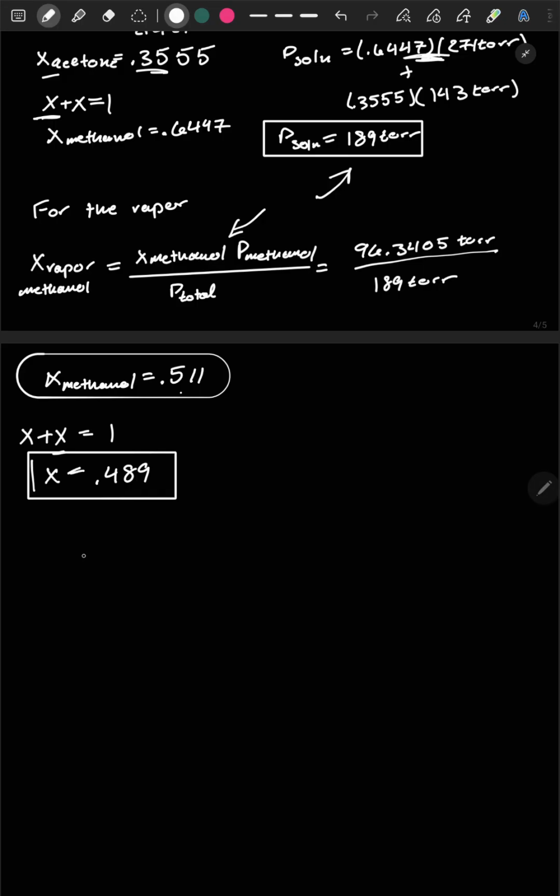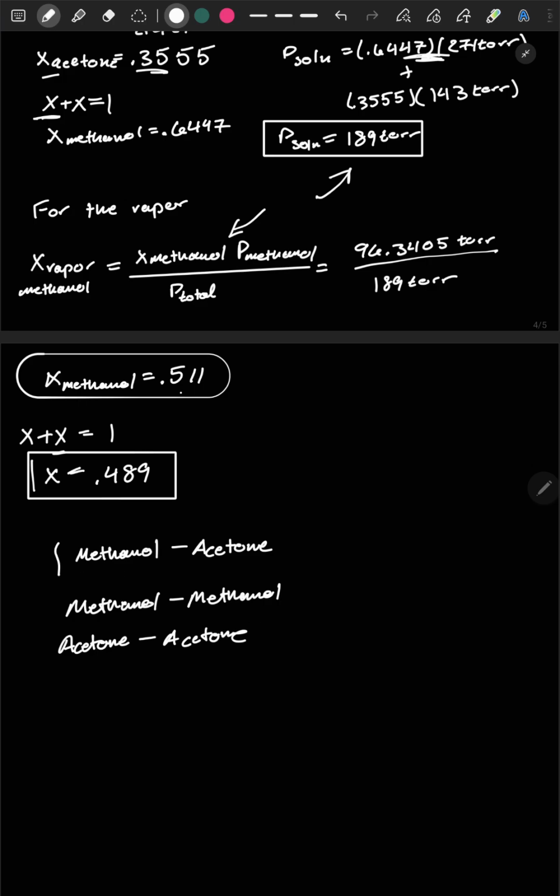So we have a stronger connection between methanol and acetone than we do with methanol and methanol, or acetone and acetone. It is more like the actual. So it makes it harder to escape, therefore increasing the vapor pressure and making the torr higher than it really is. So that's it. Thank you.